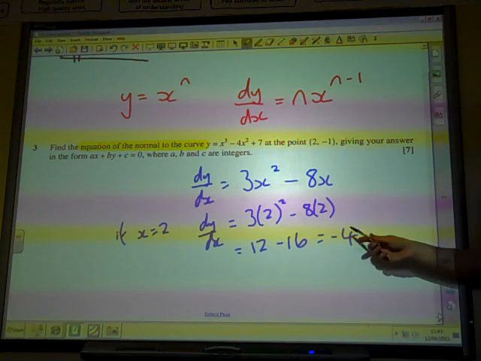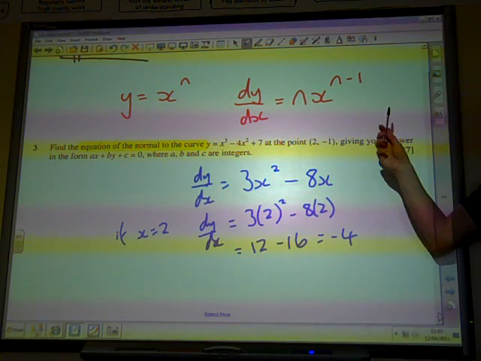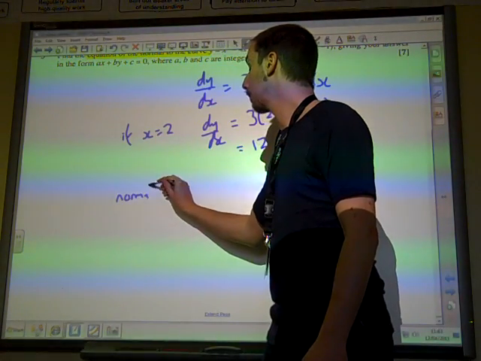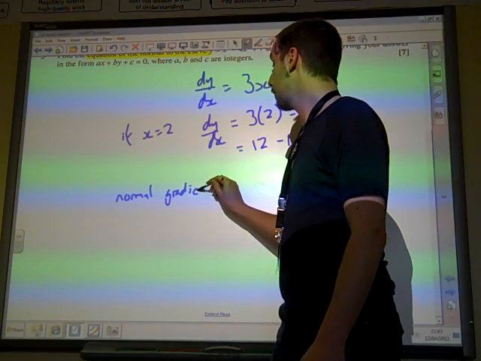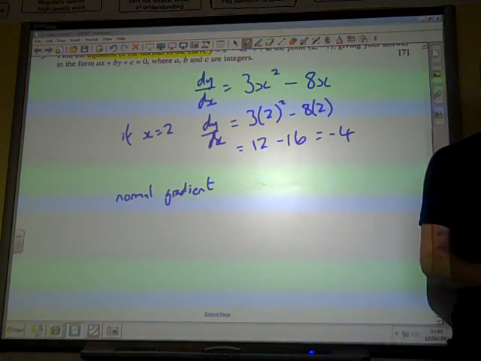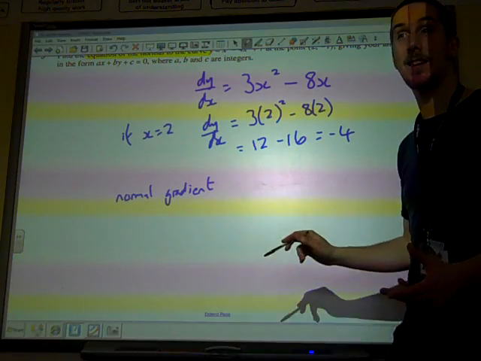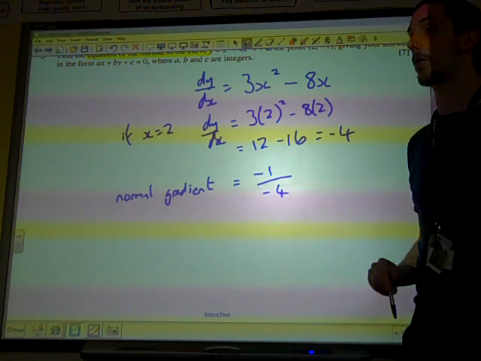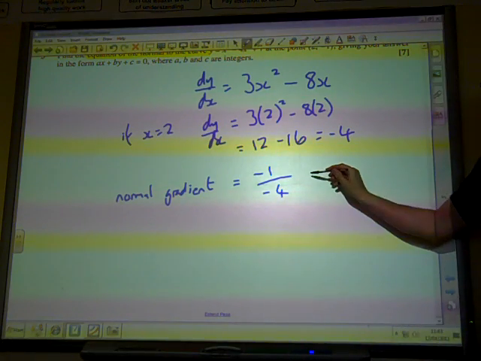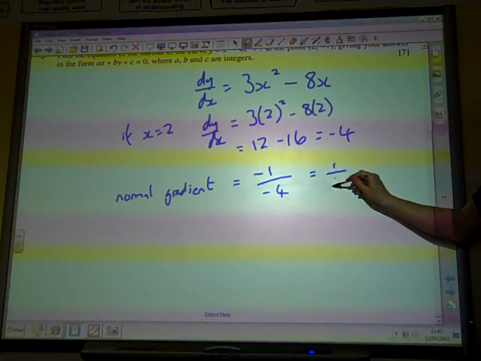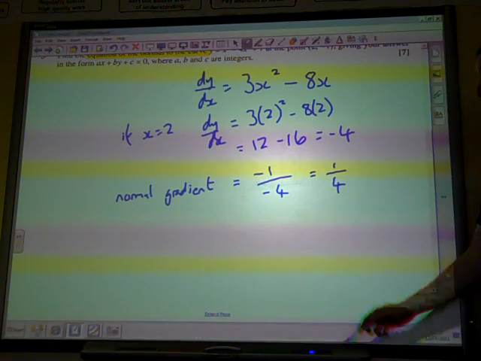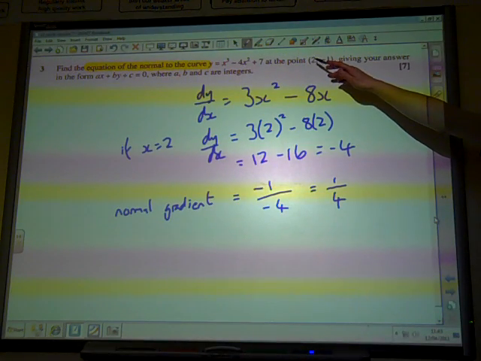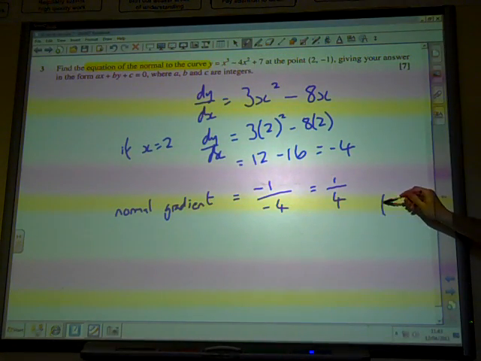So we've got the gradient of the tangent, the gradient of the curve, is minus 4. We want the normal, so the normal gradient, remember from that stuff about straight lines, is the negative reciprocal, minus 1 over our gradient, which is minus 4. Minus 1 over minus 4 would be just a quarter. So we've now got the normal gradient is a quarter. We've also got that the curve passes through the point (2, -1).